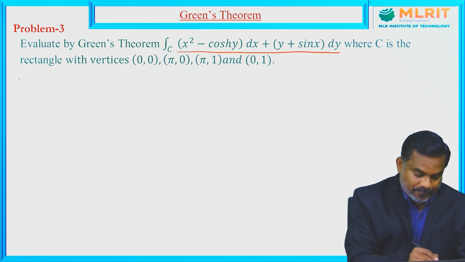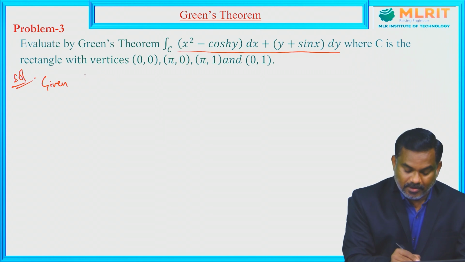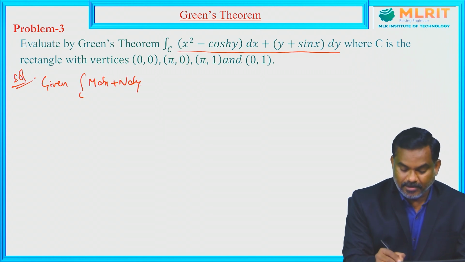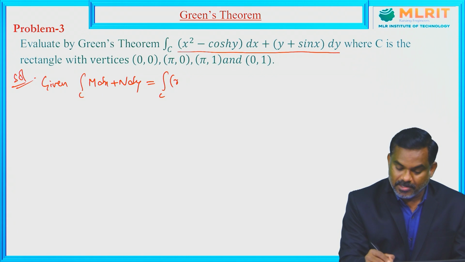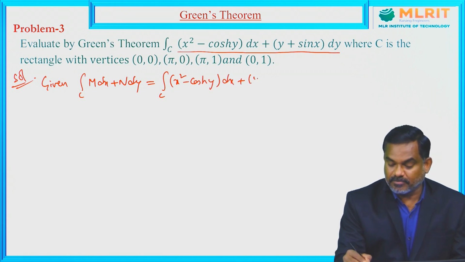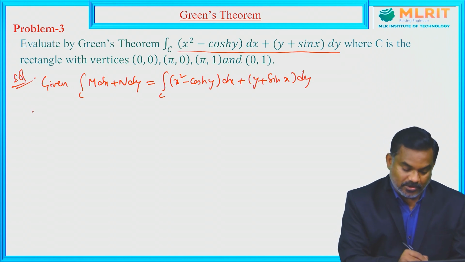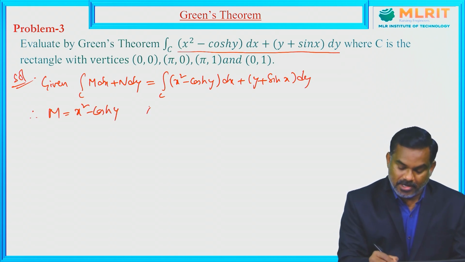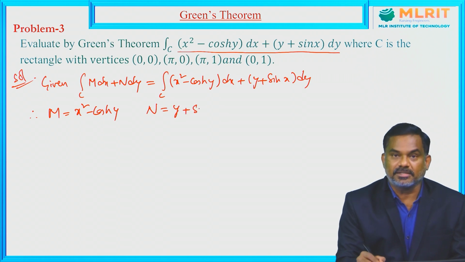So here, solution, given integral over C of m dx plus n dy is equal to integral over C of (x square minus cos hy) dx plus (y plus sin x) dy. So therefore m is x square minus cos hy and n is y plus sin x.